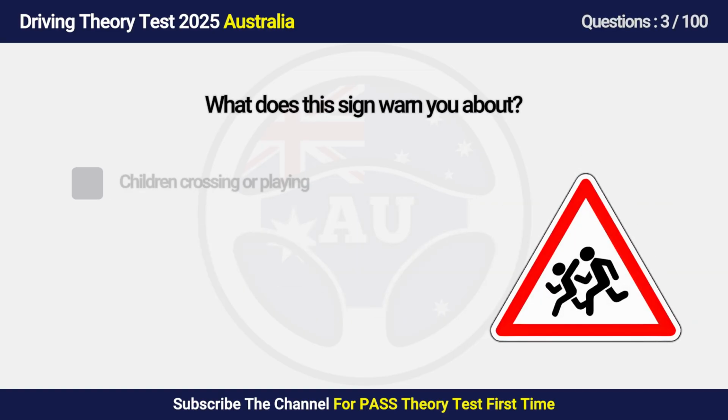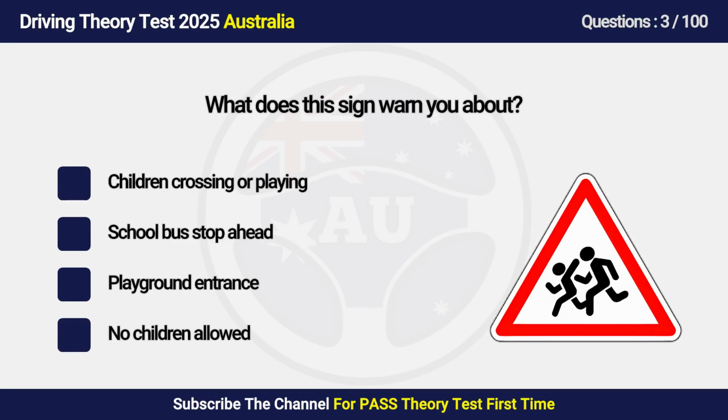Question 3. What does this sign warn you about? A. Children crossing or playing. B. School bus stop ahead. C. Playground entrance. D. No children allowed.